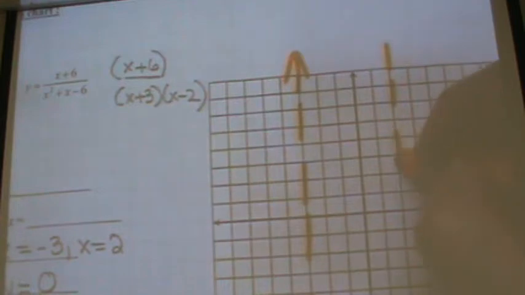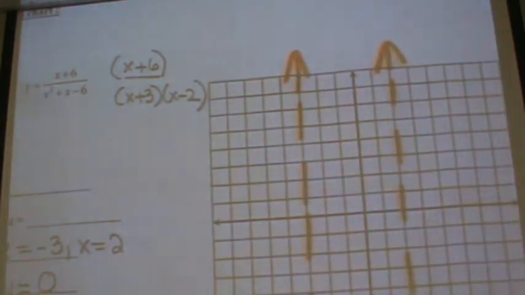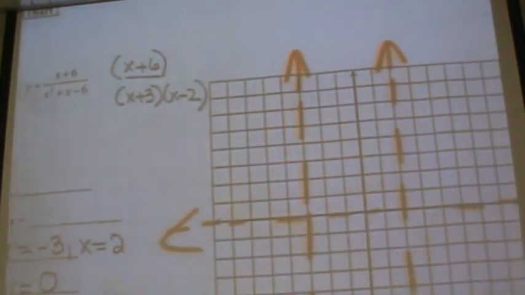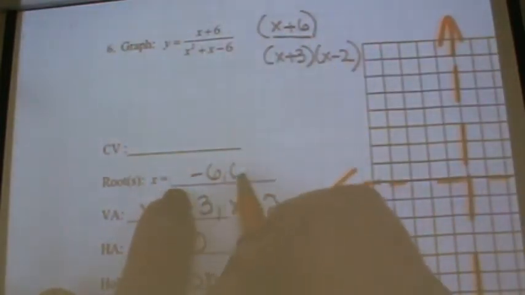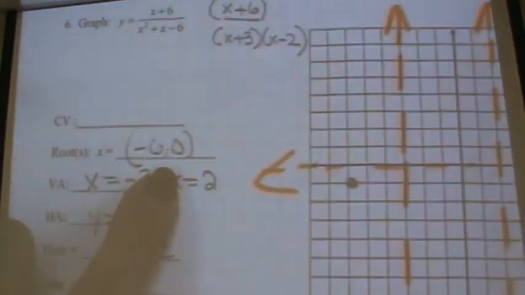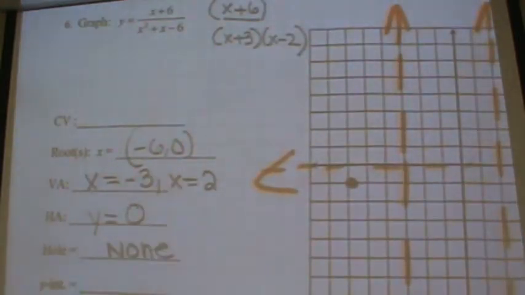How do you do that? You're gonna draw a vertical line at -3 and one at 2. And what did we say the horizontal asymptote is? Y equals 0, which I'm gonna draw right now. What are your roots? When you set the numerator equal to 0, you get -6, 0. I'm gonna put a dot right there. There's my x-intercept. How about the y-intercept?